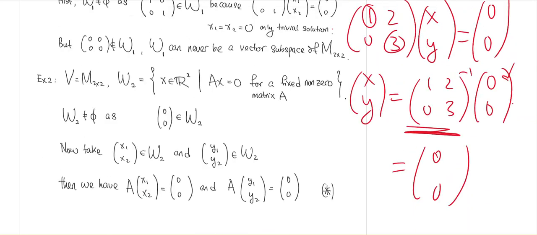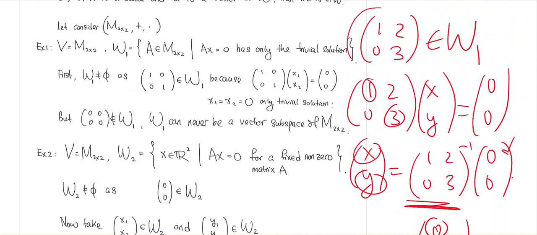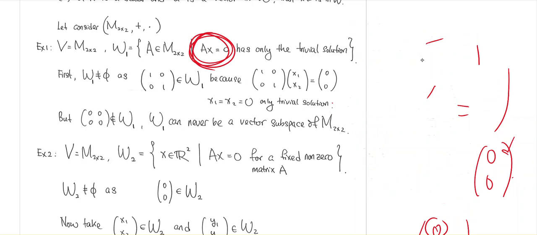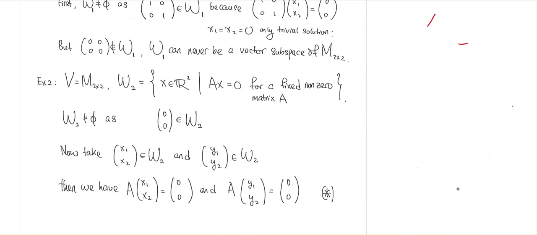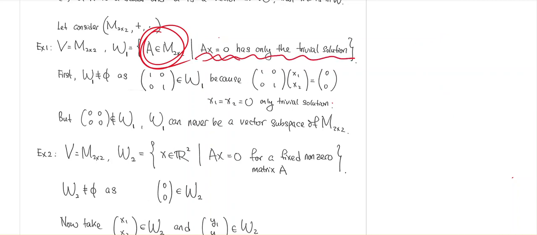So again we get the trivial solution. x has to be equal to 0, y has to be equal to 0. So this matrix [1 2; 0 3] is in W1 because this system has only a trivial solution. When you try to identify the elements of a set, you have to find those elements, in this case 2 by 2 matrices, that satisfy these conditions. When this condition is satisfied, then you belong to that set.